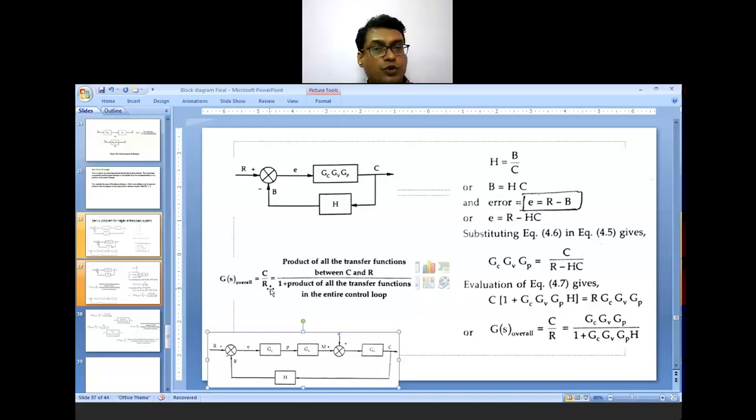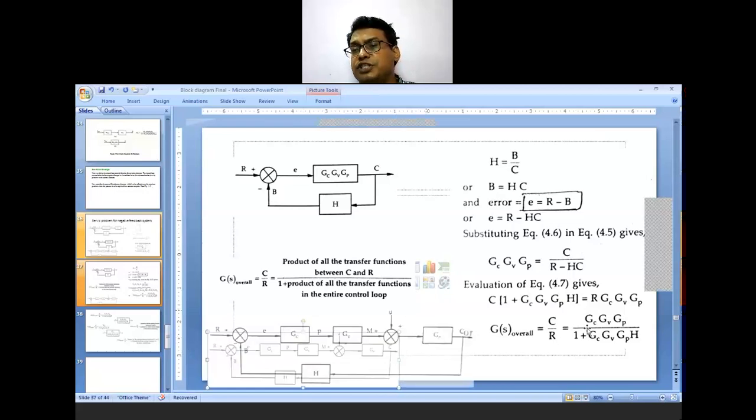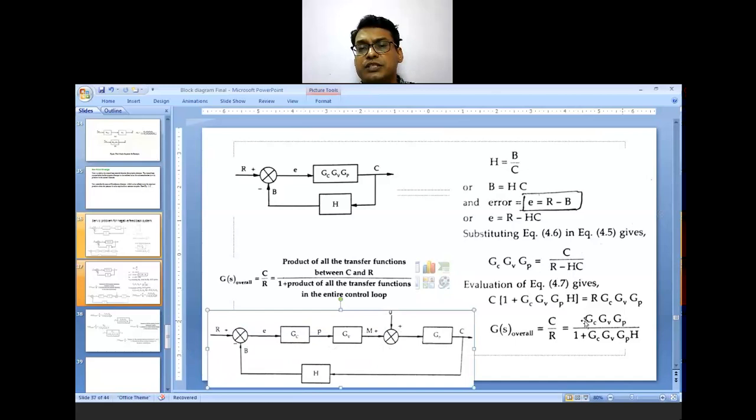So, what can be generalized in this case? That is, GS, the overall transfer function, which is equal to C upon R, is related to the servo mechanism problem with the negative feedback system. So this is the product of all transfer functions between C and R, that is GC, GV and GP.